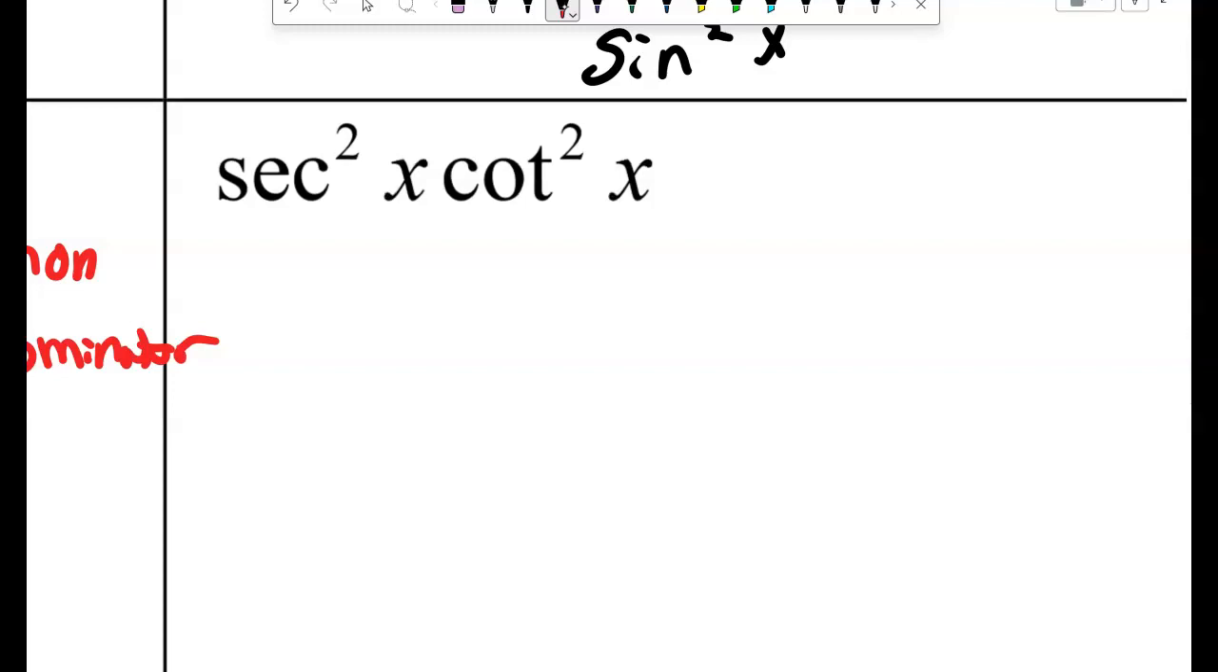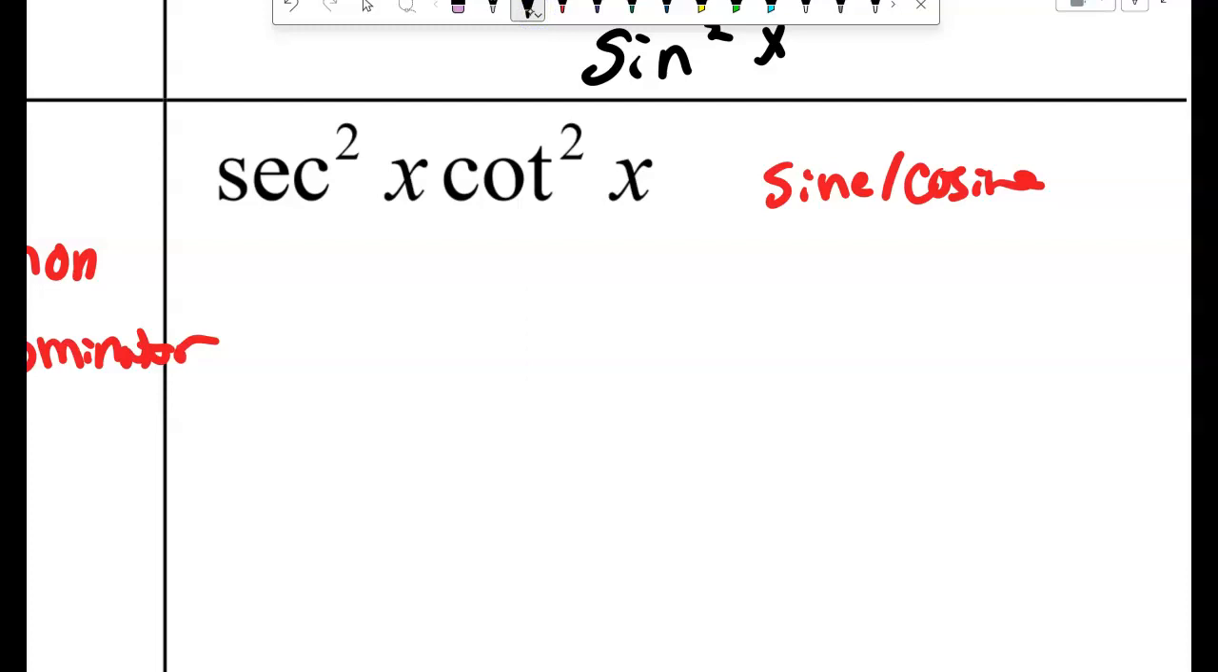Substitution, what type of substitution would we use? Yeah, I would totally use our identities that would change things to sine and cosine. Completely would be the process to do this. Now, here's some other ones.